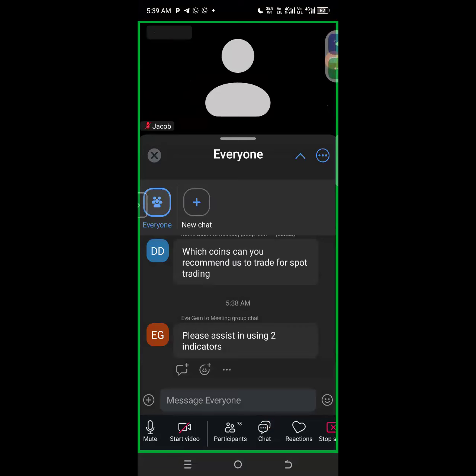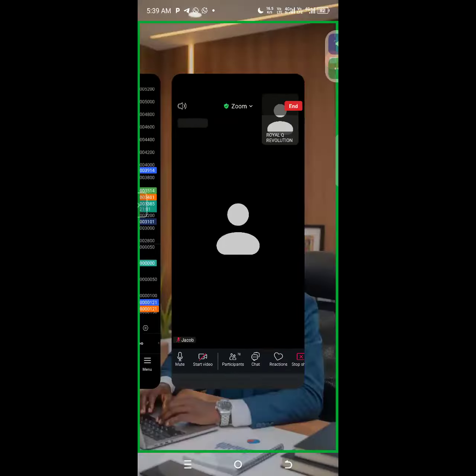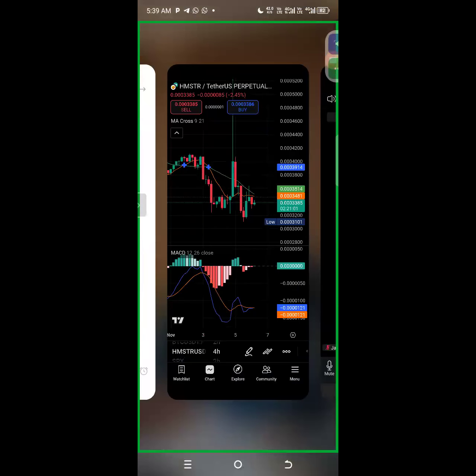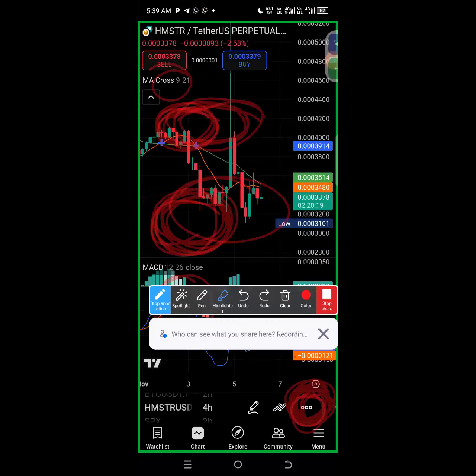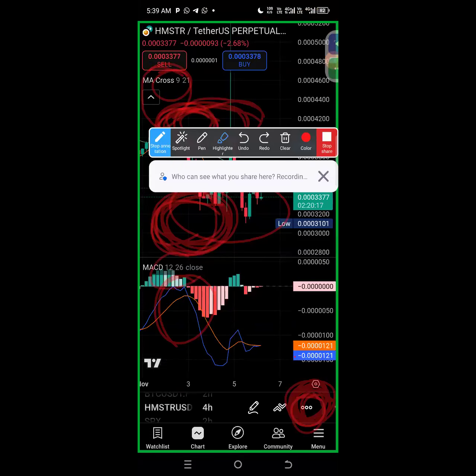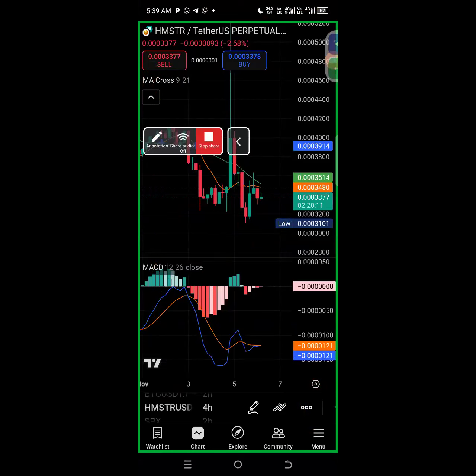Please assist in using two indicators. But that is the exact thing we just demonstrated here. Eva, that is what we just demonstrated. I don't get your question. If you want to use two indicators, moving average is one indicator, and MACD is another indicator. So you are using moving average, you are using MACD, you are using two indicators at the same time. Do you get it?